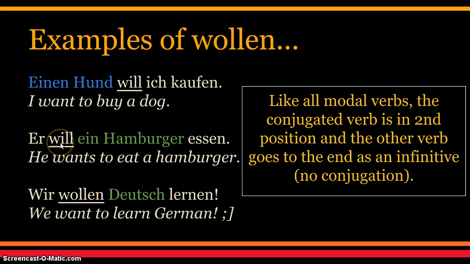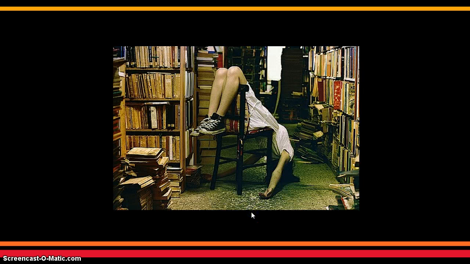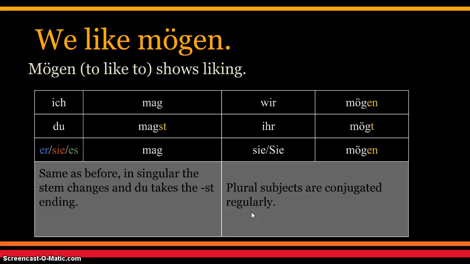Same rules, conjugated modal verb in second position, other verb booted to the end. Wir wollen Deutsch lernen. We want to learn German. Wollen is in second position, lernen booted to the end of the sentence. Hang in there with me, guys. We are almost finished. We like mögen.